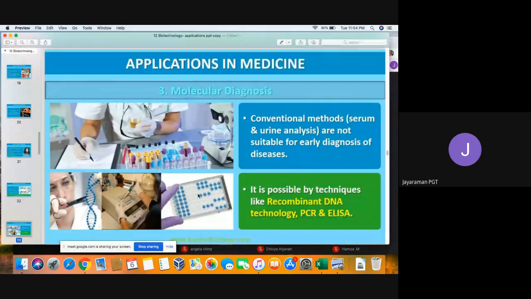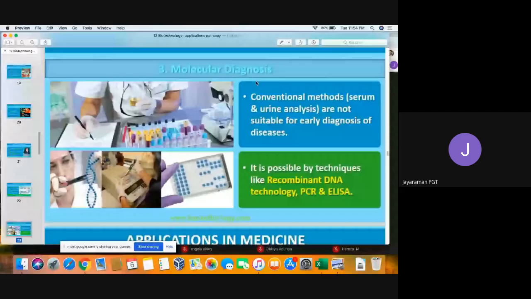And then molecular diagnosis. Second is molecular diagnosis. Molecular diagnosis means lab testing, testing the cells or the presence of particular antigens, mainly the PCR method we discussed. When any virus enters, the body recognizes the virus as an antigen, and the body will produce an antibody.